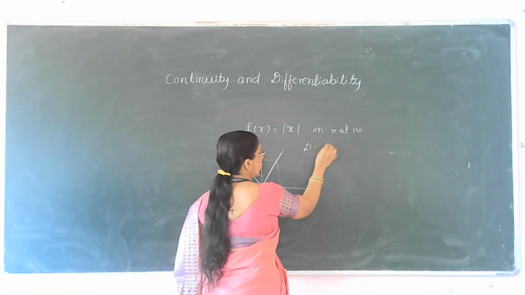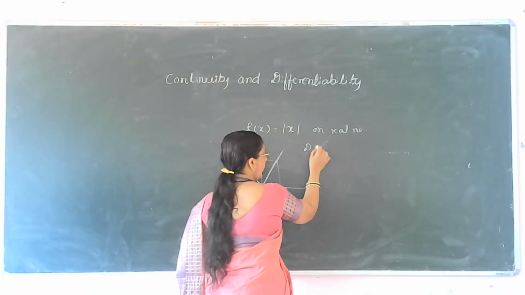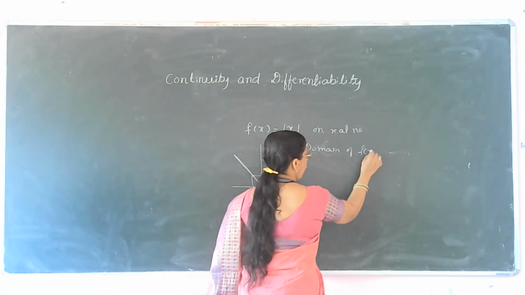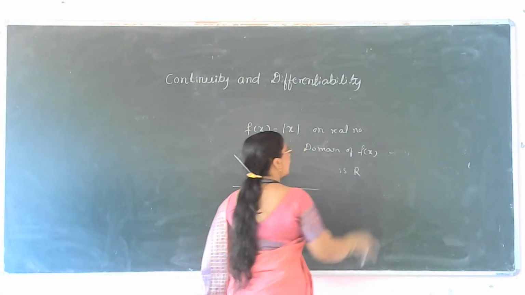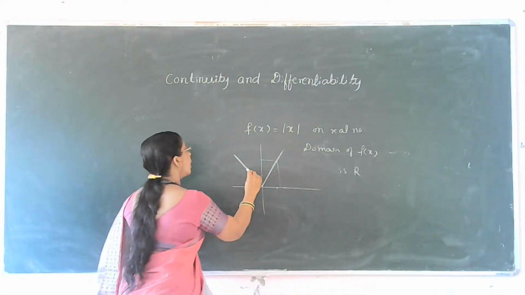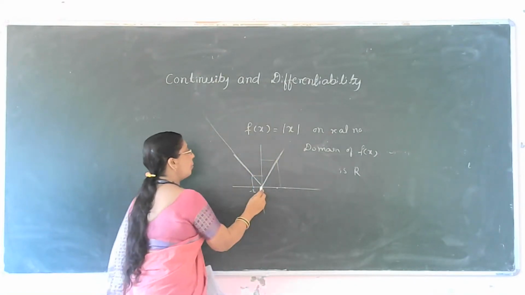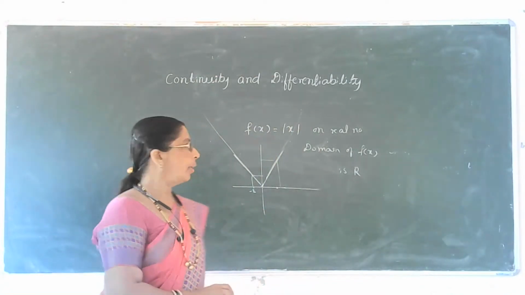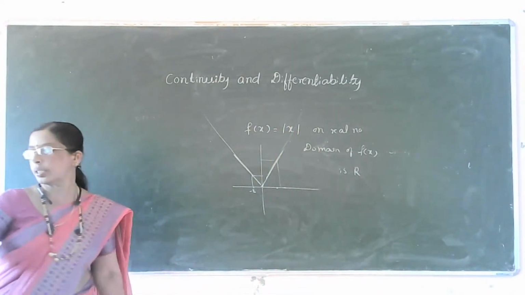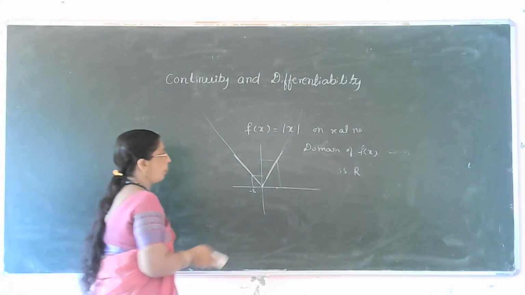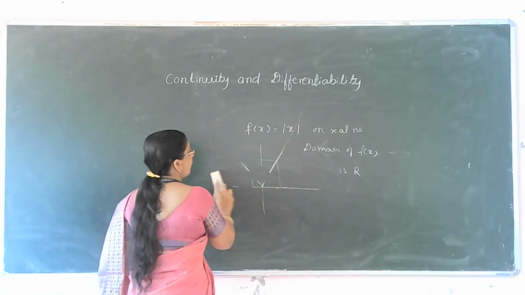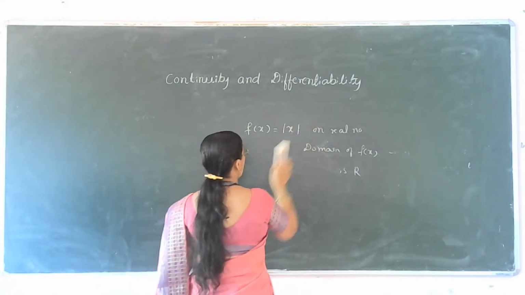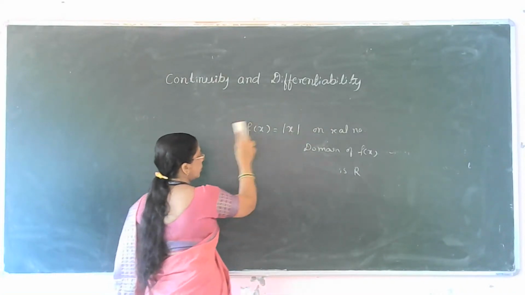Here, the domain of the function f of x is the real numbers. The graph of the function is continuous everywhere. On the real line, the function is continuous. We can draw the graph without lifting the pen or pencil, in one stroke, for this modulus function.